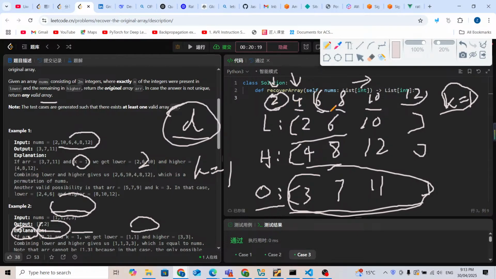And similarly, we can find 8 minus 6, it must be 2. It must be the same number. And 12 minus 10 must be 2, and it is okay, so we can return true. So this is the idea.